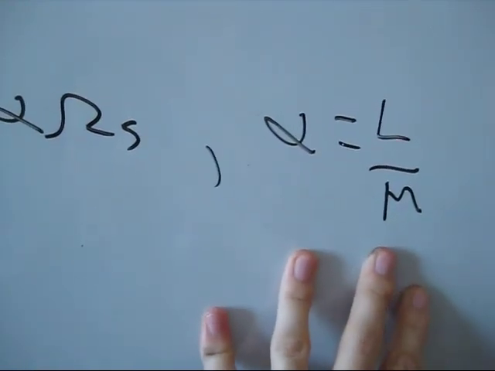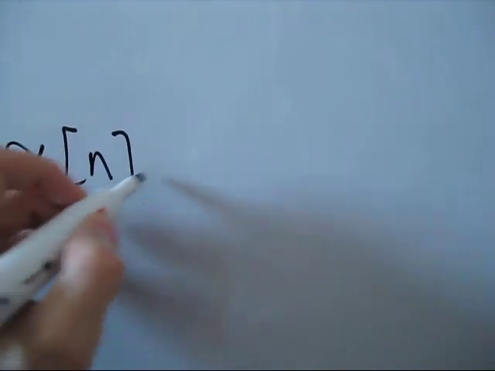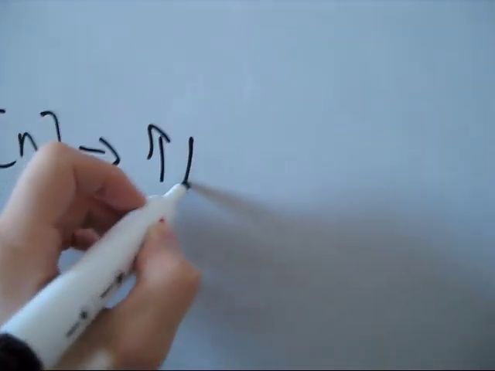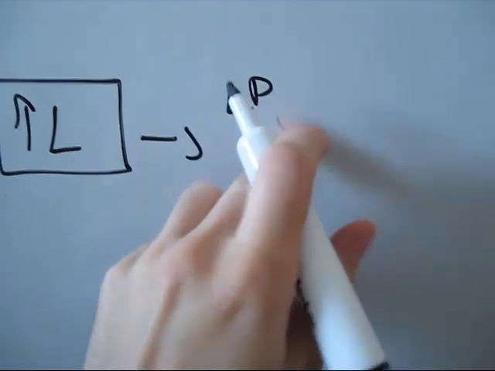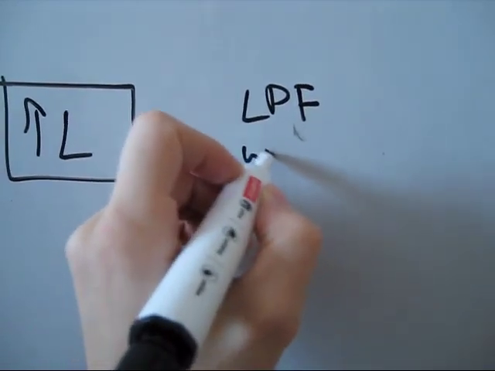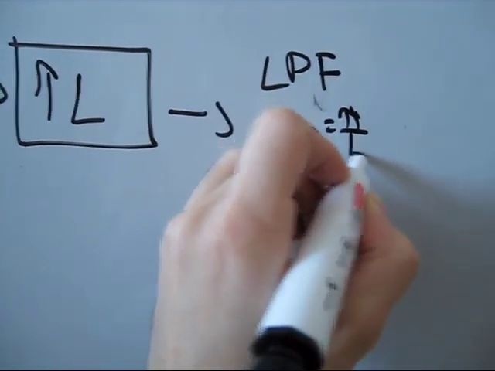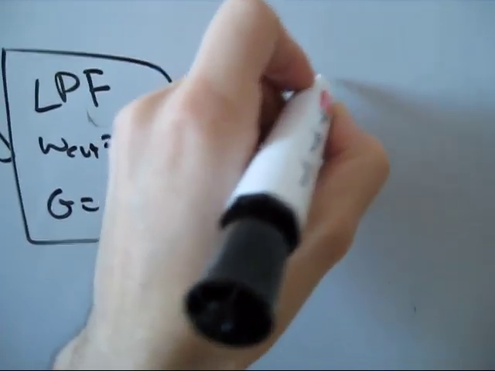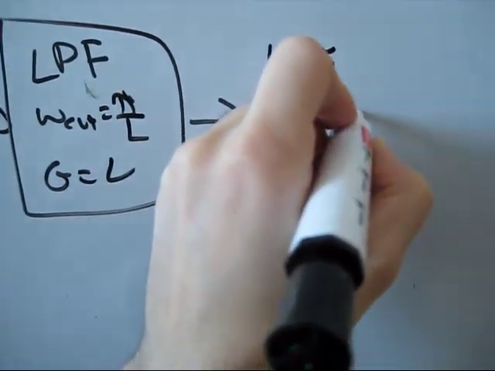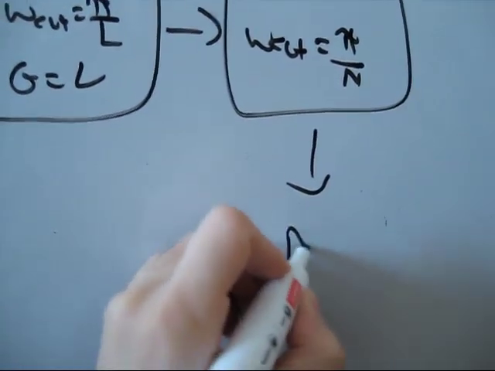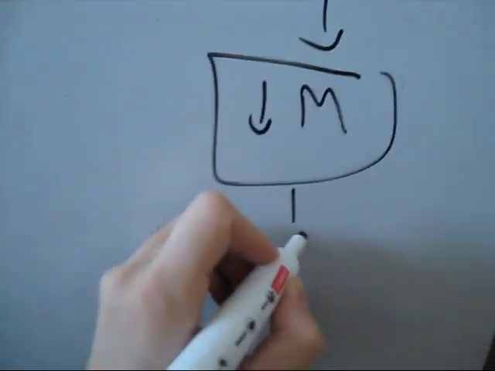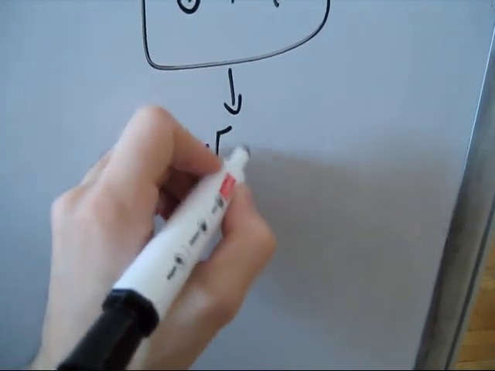So why don't we just do it in that order? We take our signal, and we interpolate by L, and then put it through a low pass filter with a cutoff of pi over L and a gain of L. And then go through another low pass filter with a cutoff of pi over M. And then go do our downsampling. And then we have our output.